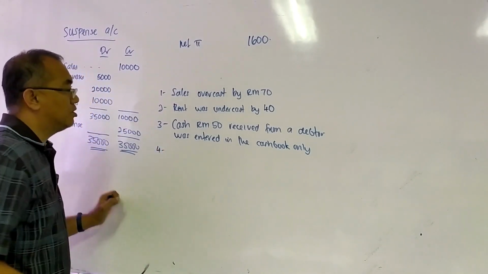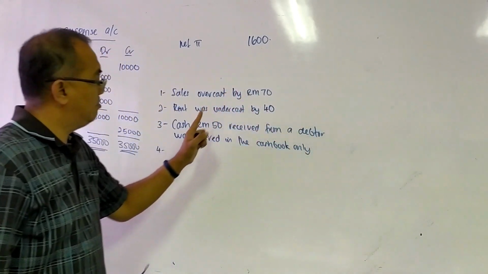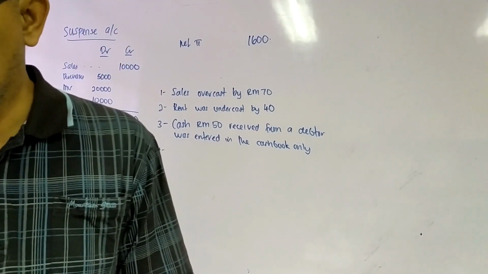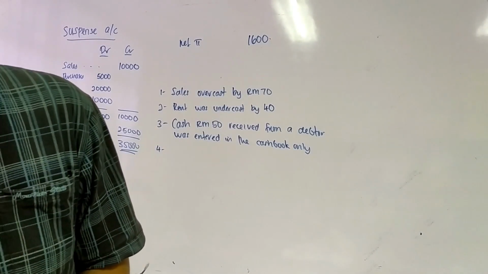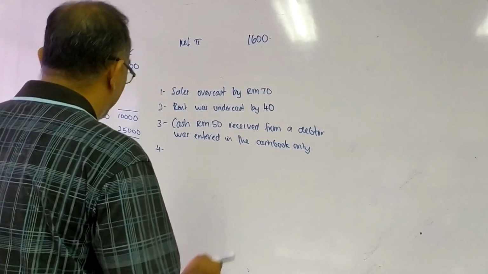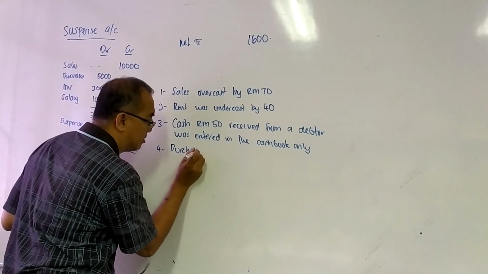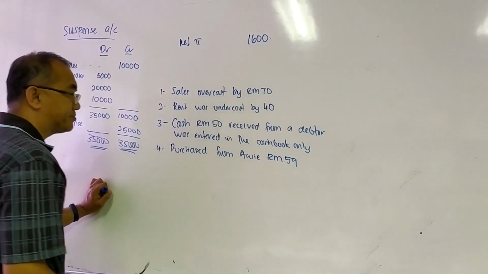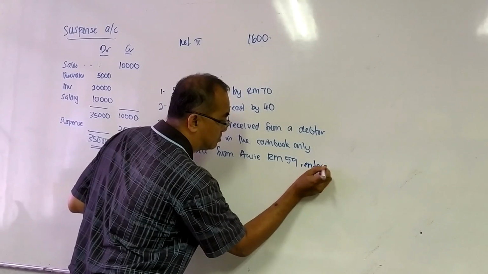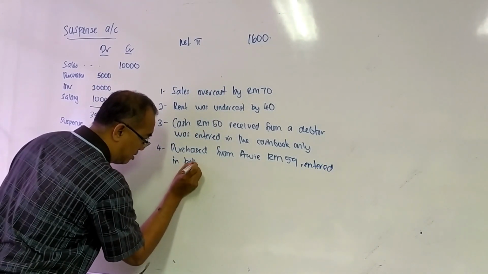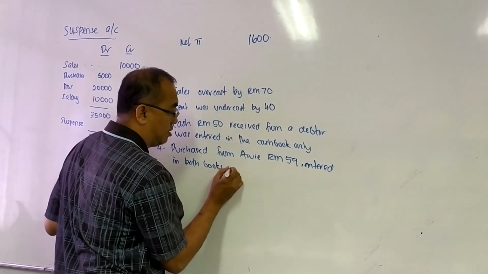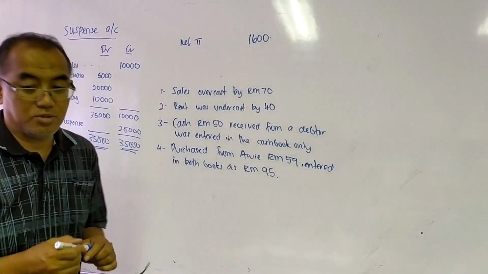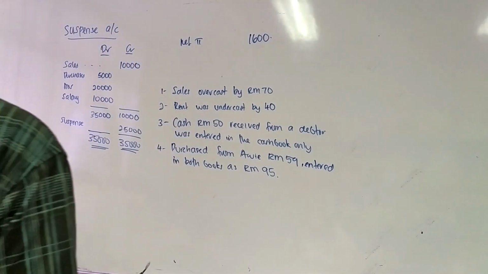You receive cash 50 from a debtor, but you only entered it in the cash book only. So like that you have only one entry. Okay, last one: you purchased 59 from Awi, and entered in both books, debit and credit entries, as 95. So you have these errors.